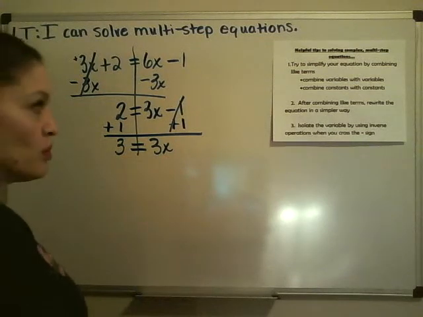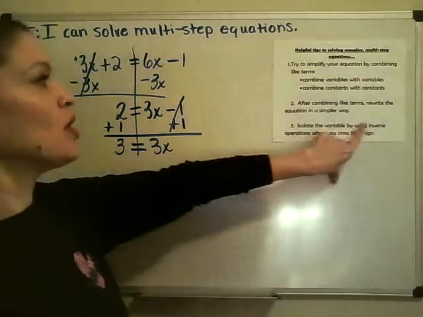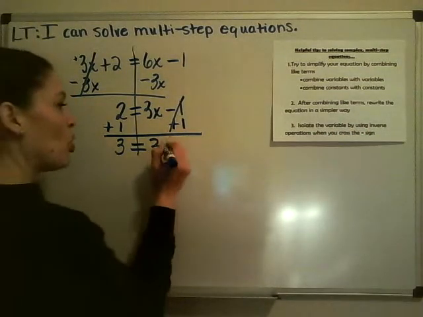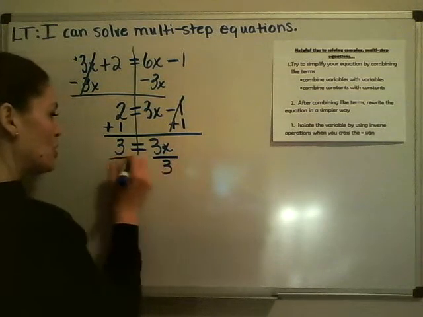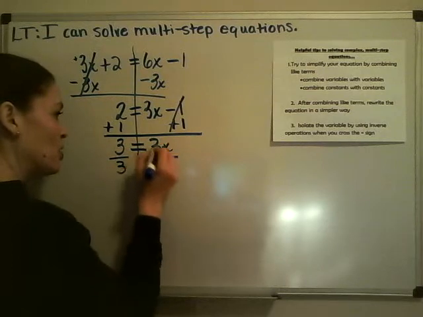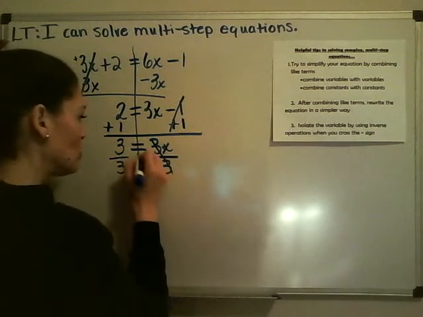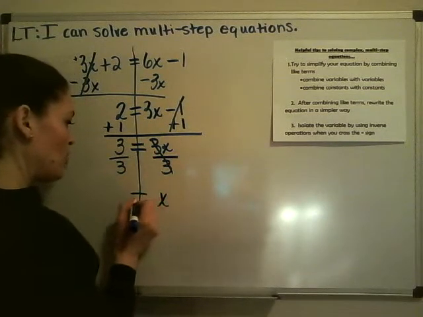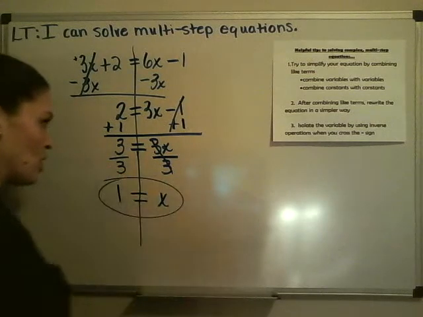What's left to do? Isolate the variable by using inverse operation. So x is being multiplied by 3, so I'm going to divide by 3, divide by 3. The ones with the x, with the variable, are going to cancel. So I have x left by itself, and 3 divided by 3 is 1.